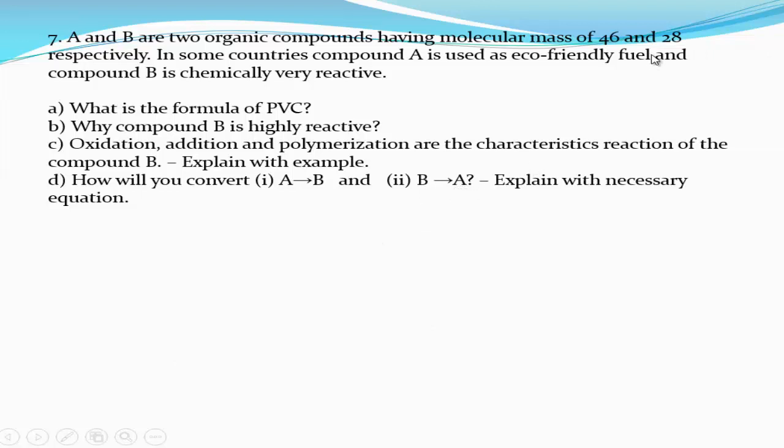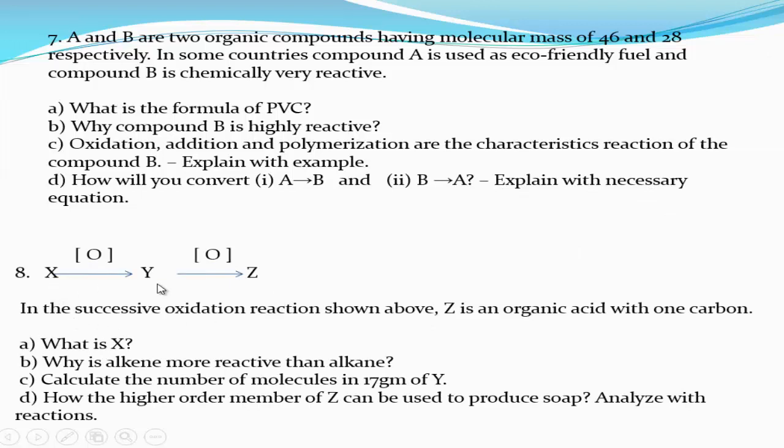And B to A, ethene to ethanol: when ethene reacts with hydrogen bromide or hydrogen chloride, ethyl chloride is produced. Then finally when ethyl chloride reacts with sodium hydroxide solution, ethanol is produced. Like this way you have to convert A to B and B to A, which we have to explain with necessary equations. More questions, follow here.